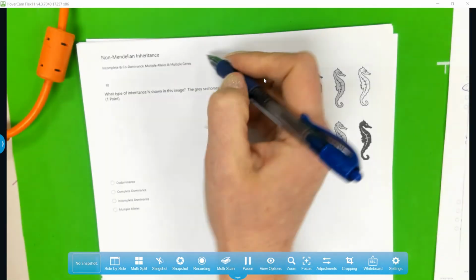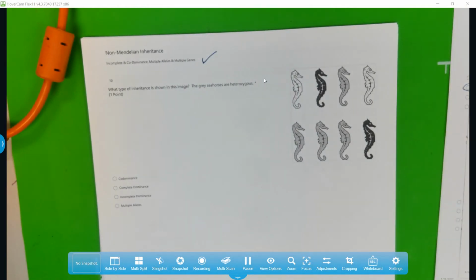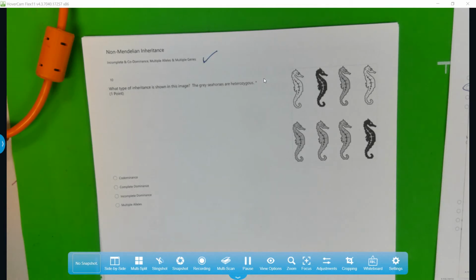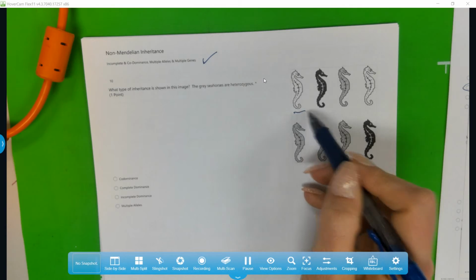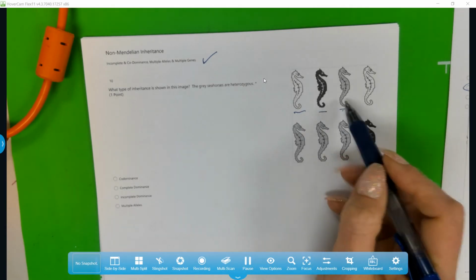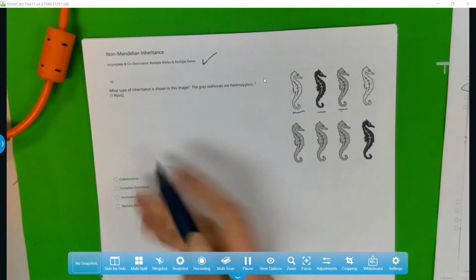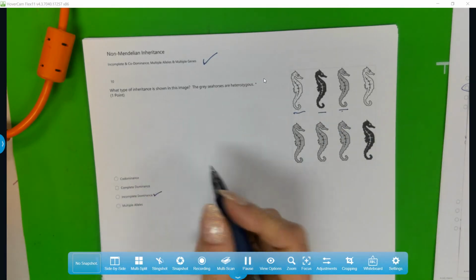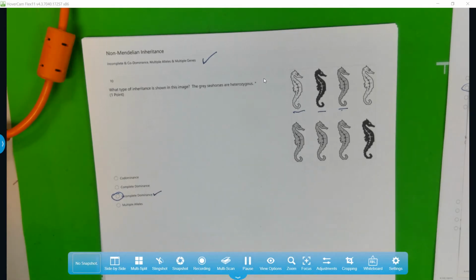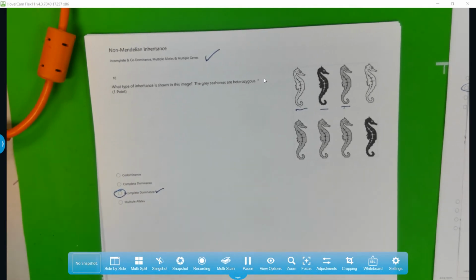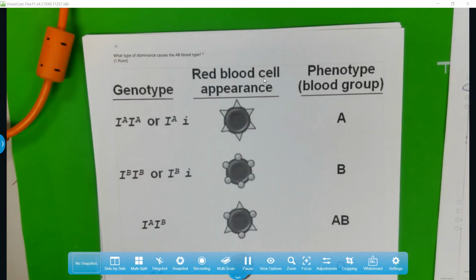Okay, so now we are in the next section on incomplete dominance, codominance, multiple alleles, multiple genes. What type of inheritance is shown in this image? The gray seahorses are heterozygous. Well, you have black, you have white, and you have gray. Gray is halfway in between. It's like a mix of black and white. When we look at mixtures, that's like mixing paint and a third phenotype. That's incomplete dominance.